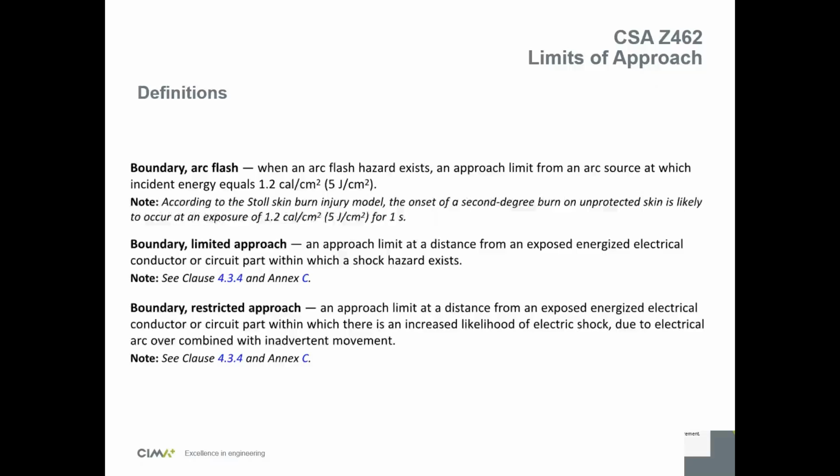Then limited approach boundary. This is for shock protection only. So basically, it's the radius around the live conductors where there's a risk of shock, and you need to be qualified to enter the limited approach boundary. And then the restricted approach boundary is a boundary when there's an increased risk of electric shock. So you need to be qualified and wear a shock protection PPE in that case.